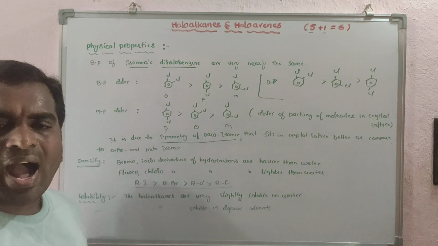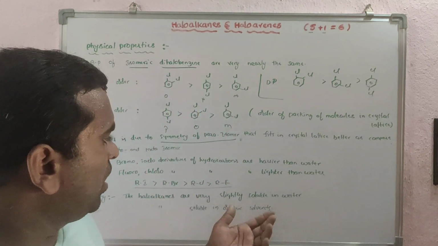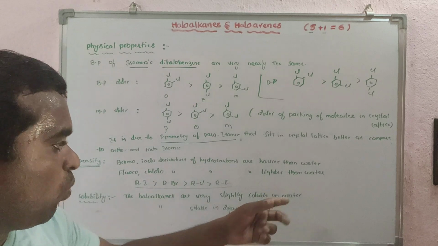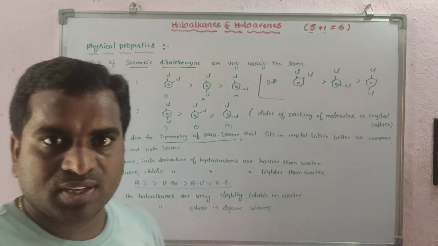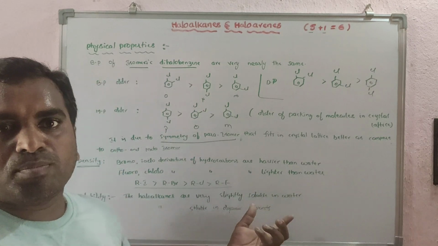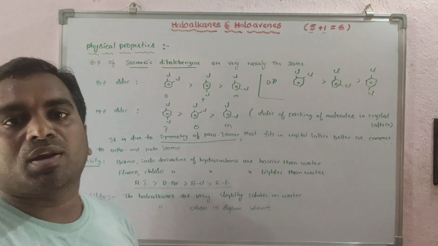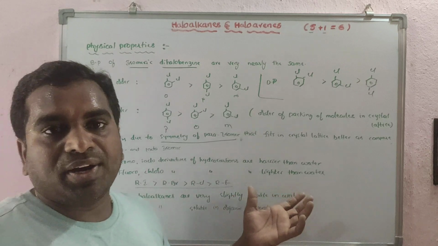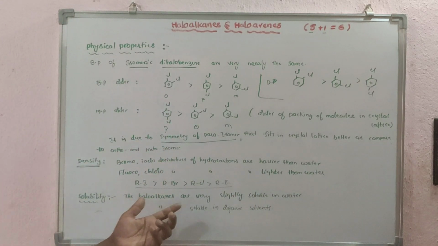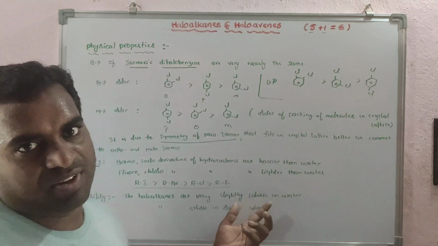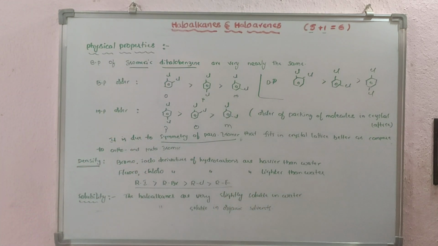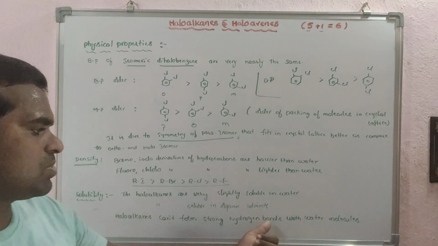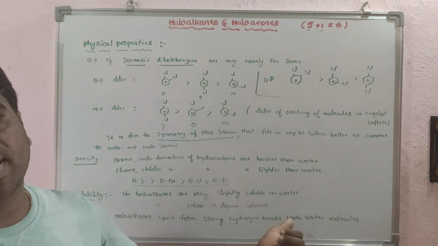Next one, solubility. Alkyl halides are slightly soluble in water but highly soluble in organic solvents. Why are these slightly soluble in water? They cannot form strong hydrogen bonds with the water molecules. Clear? They cannot form strong hydrogen bonds with the water molecules. So that's why the solubility of these molecules in water is very low. This is the reason why they are slightly soluble. Haloalkanes cannot form strong hydrogen bonds with the water molecule, so that's why they are less soluble in water.